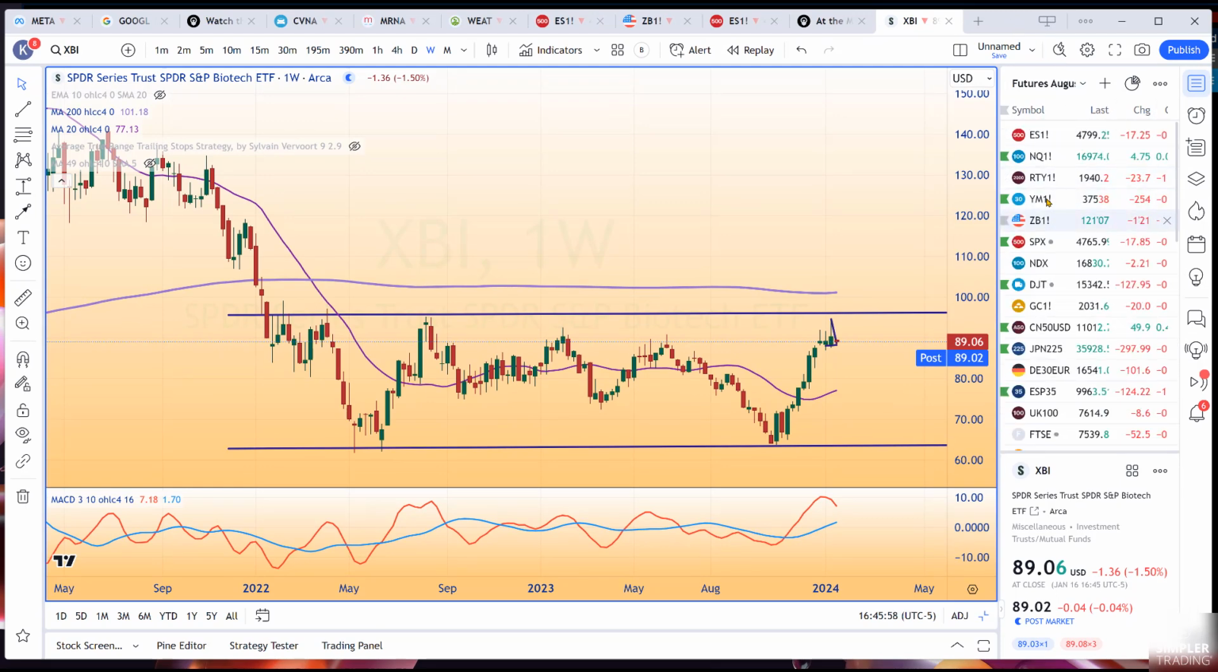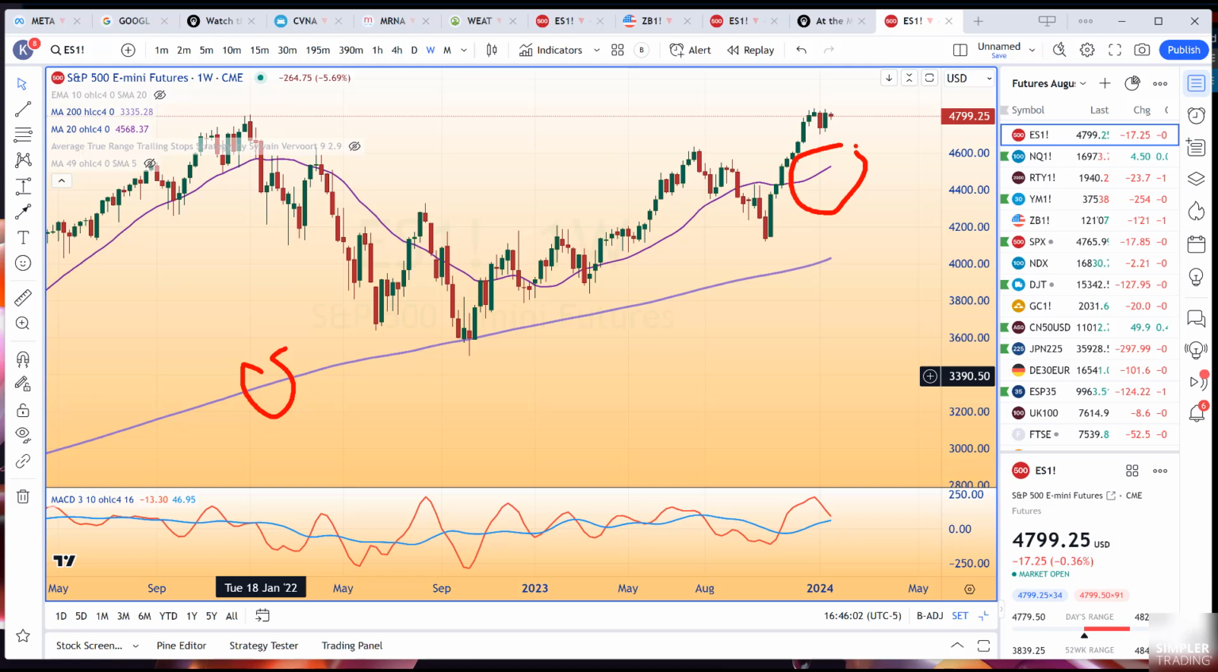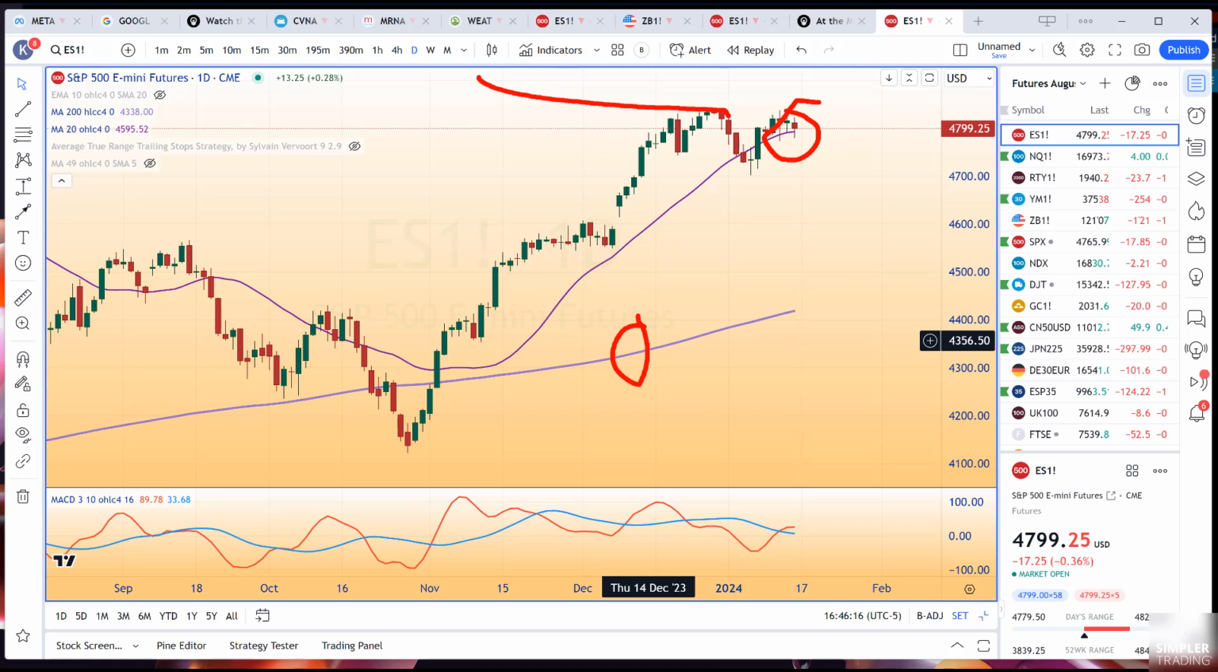Here is the ES. The ES over the 200, that's this, and it's decisively over the 20 on a weekly. So there are a lot of things like that. On the other hand, here's a daily chart, and you're going to see decisively over the 200, but at the 20 moving average. So just keep that in mind, at the 20 moving average.